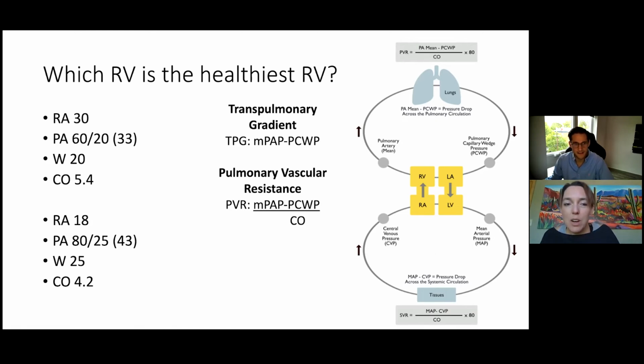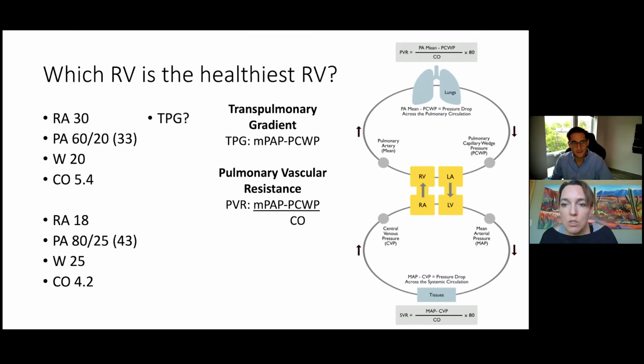Let me just say this so that you can kind of be there. Let's say you're there on the wards with me, and somebody inevitably would say the top. The question I would have, if you choose the top as being the healthiest RV, is what we need to figure out: what is the transpulmonary gradient?